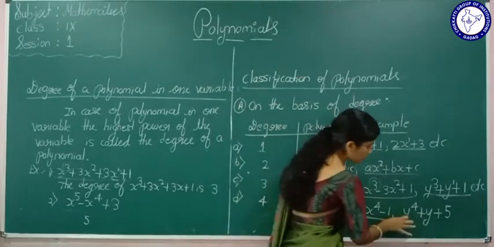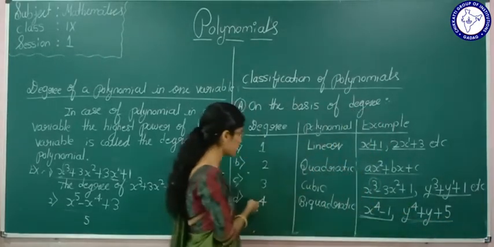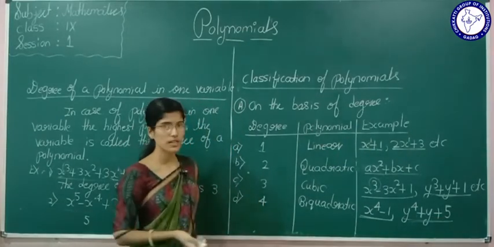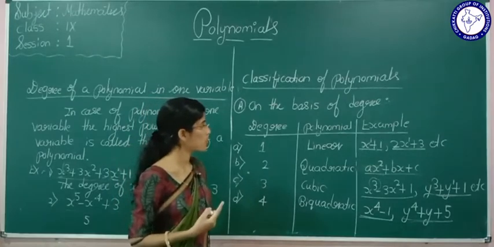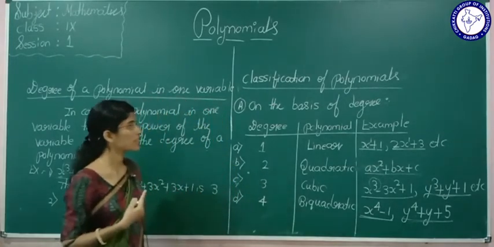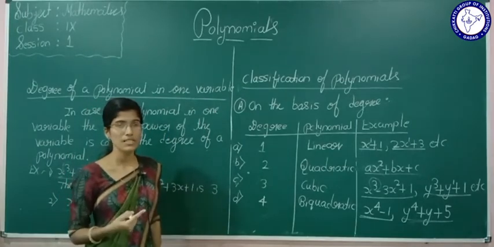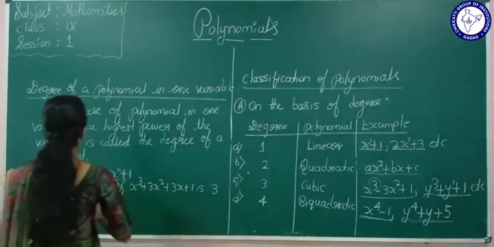Now see here, one more example. What is the degree of this? It is 4. It is nothing but a biquadratic polynomial. So this is the classification of polynomial on the basis of degree. Now we will see the classification of polynomial on the basis of the terms of the polynomial.